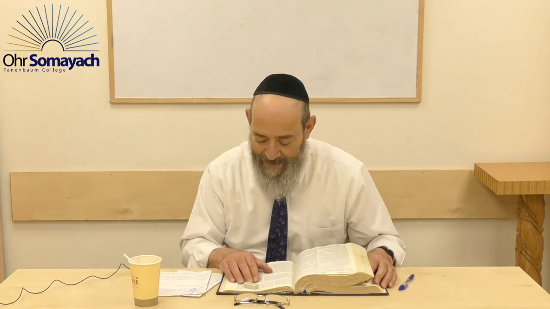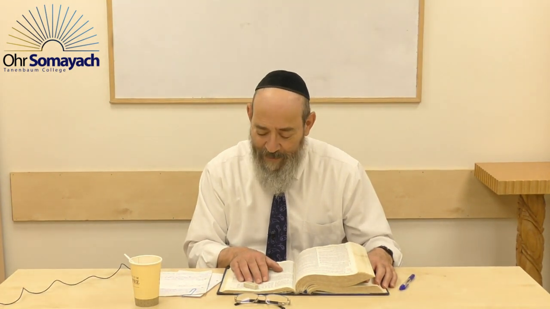Sorry, page 100. It says three lines from the bottom. This is by the binding of Yitzchak, the Akedas Yitzchak. Look what it says, three lines from the bottom: Vayashkem Avram baboker. Avram gets up in the morning.